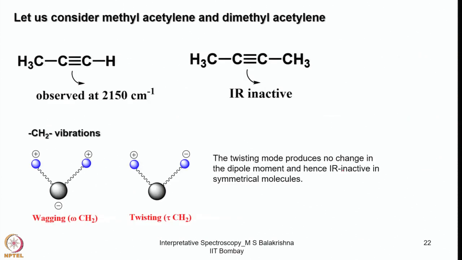Now let us consider two molecules having acetylene alkyne groups in them: methyl acetylene and dimethyl acetylene. In methyl acetylene, the C triple bond C is observed at 2150 centimeter minus 1, whereas in dimethyl acetylene it is inactive for the same reason I said. And if you consider CH2 vibrations, wagging is there and twisting is there, and the twisting mode produces no change in dipole moment, and hence is IR inactive in symmetric molecules.